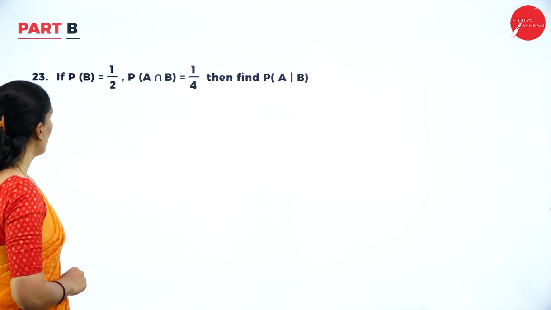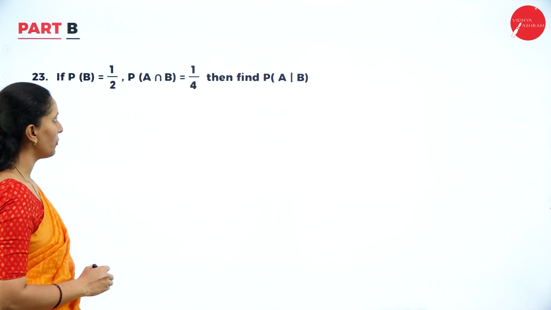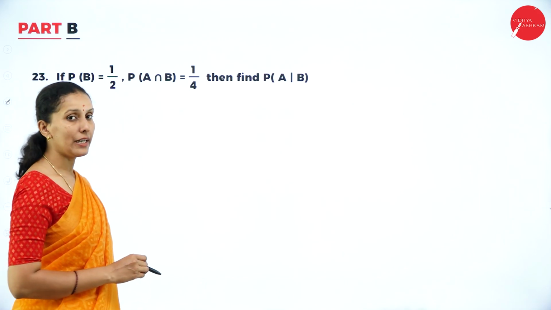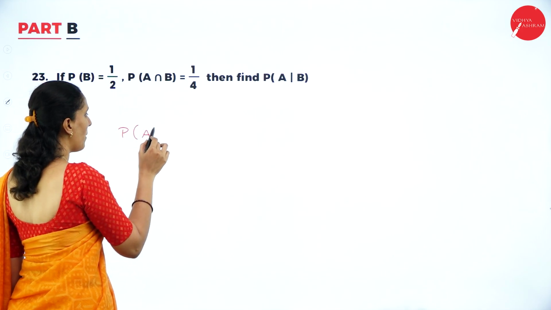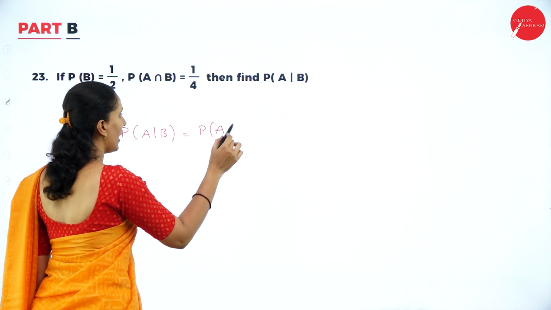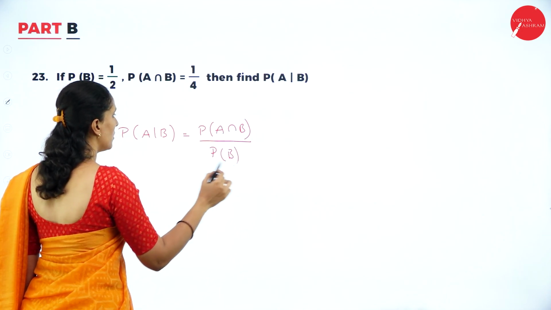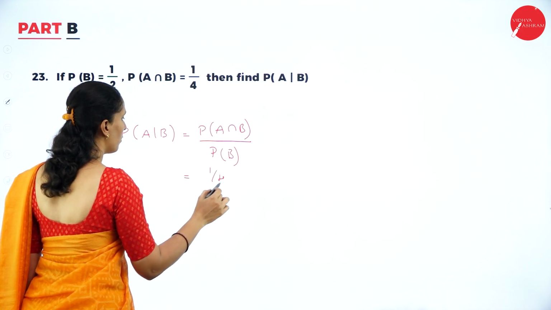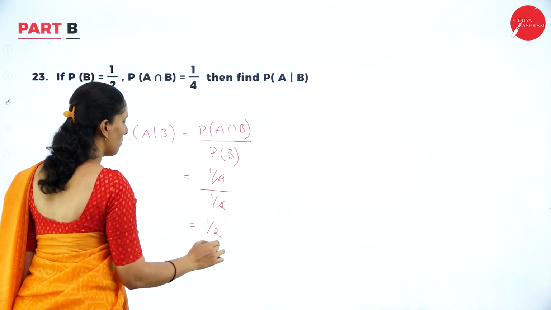Next, if P of B is equal to 1 by 2, P of A intersection B is equal to 1 by 4, then find P of A conditional B. So we know the formula for the conditional probability, that is P of A conditional B can be written as P of A intersection B divided by P of B. So that is 1 by 4 divided by 1 by 2. So you will get the value as 1 by 2.